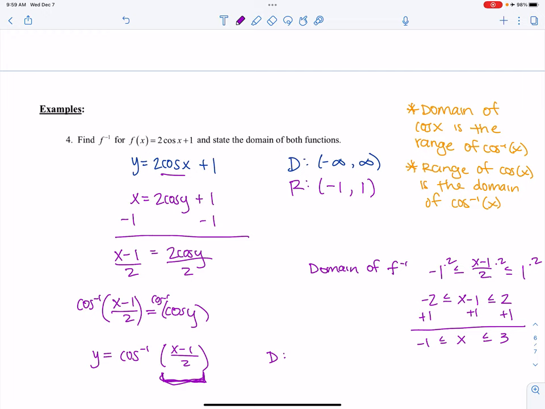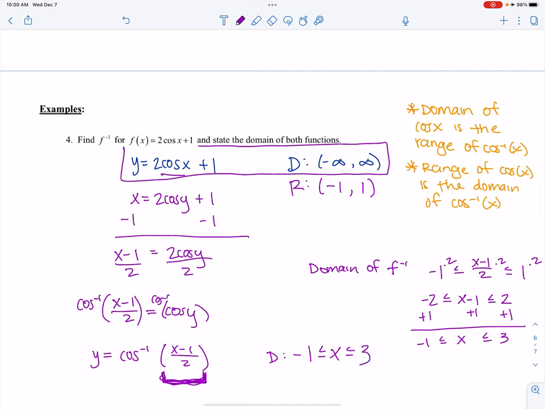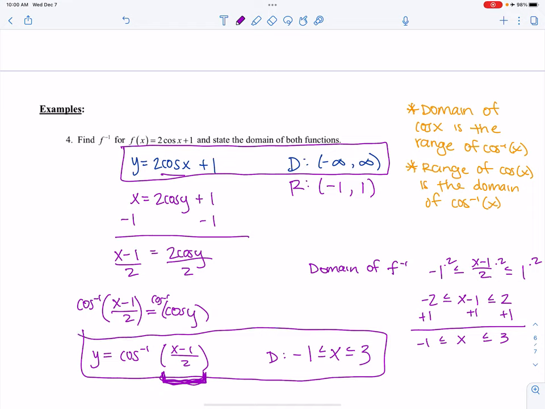These are the values that we're allowed to plug into our x, do all these things that are inside of our cosine inverse, and we'll still stay within -1 and +1. So our domain of our inverse function is from -1 to +3. And that's what we wanted. We wanted what is our function, what is our domain of our function, what is our inverse function, and what's our domain of our inverse function.